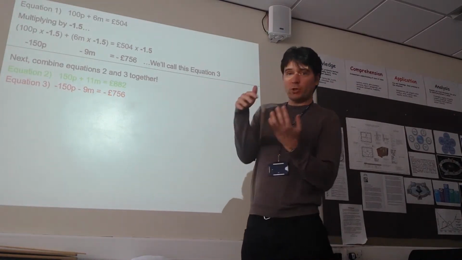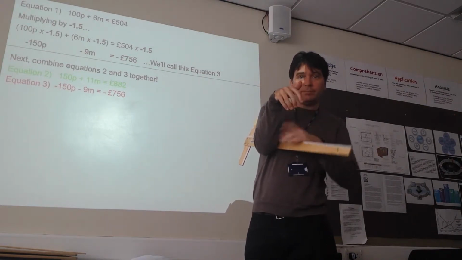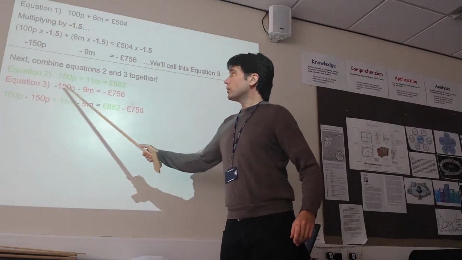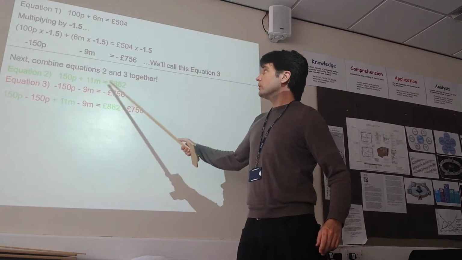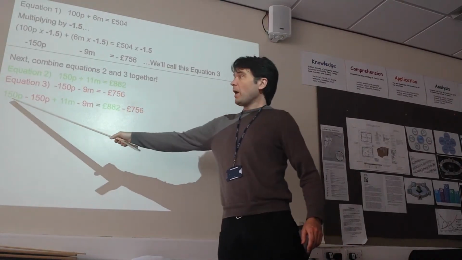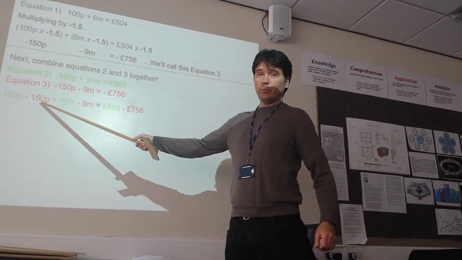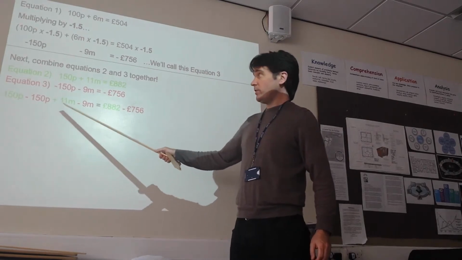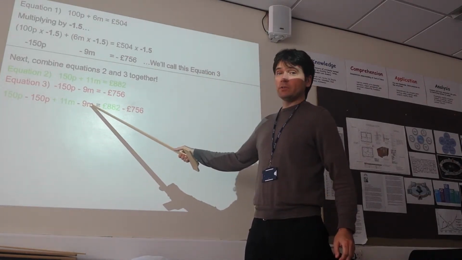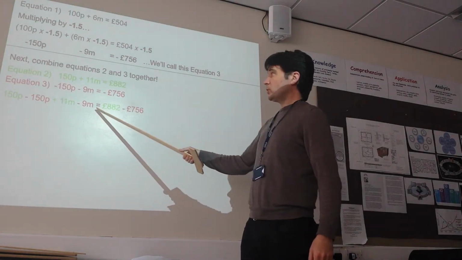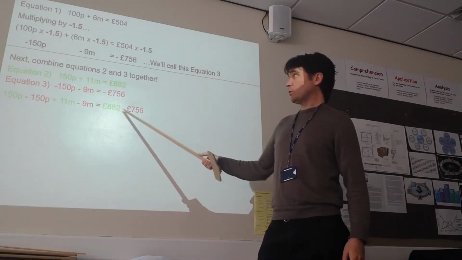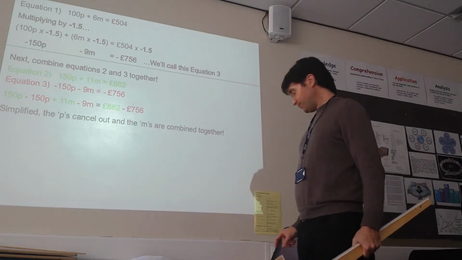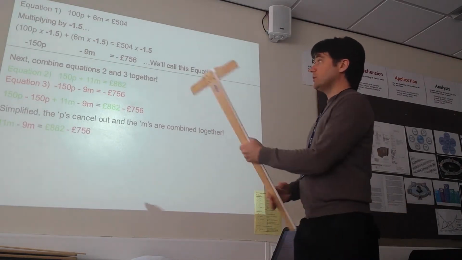We're going to get both of those equations and just merge them together, right? Like that. So that's equation 2, equation 3, equation 2, equation 3. So my 150p minus 150p is going to cancel everything out, right? That's perfect, that's what we wanted. And you're going to be left with 11m take away 9m, 2m, equals 882 take away 756, and you'll be able to work that out. So the p's cancel out and the m's are combined together. So now there's no p's left in that equation.